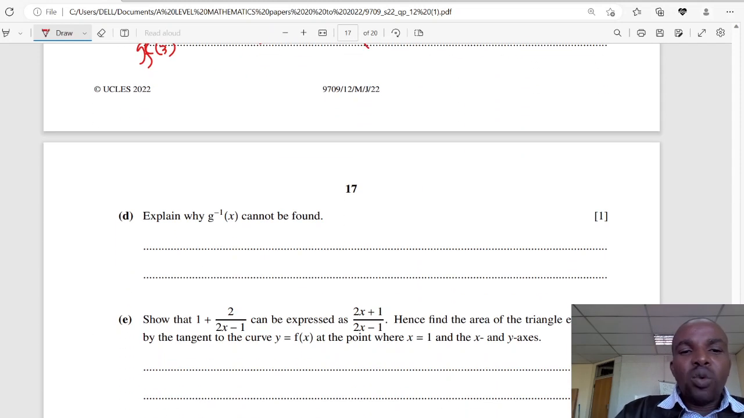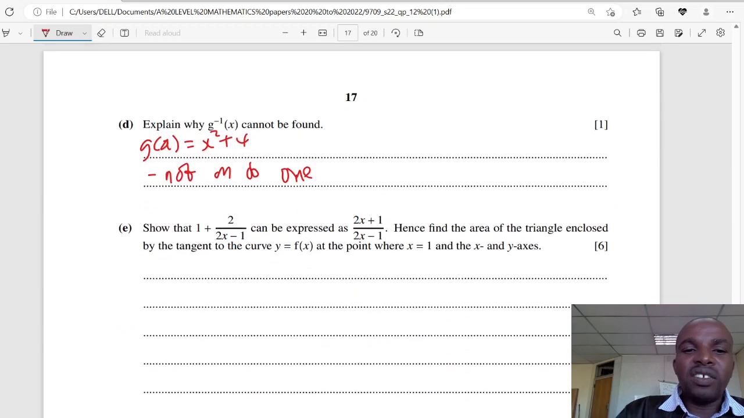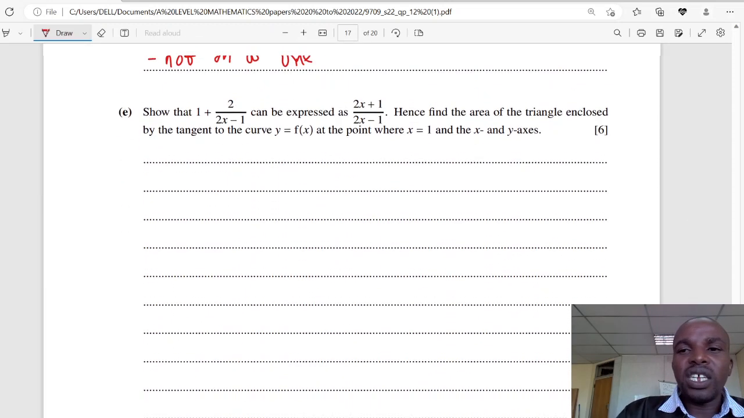Next, explain why g inverse cannot be found. Because g of x is x squared plus 4. Check, this one is quadratic. So if it's quadratic, the inverse cannot be found. It's not one-to-one. So you can say not one-to-one, or you can say quadratic. If it's quadratic, the inverse of g of x is difficult, it can't be found.